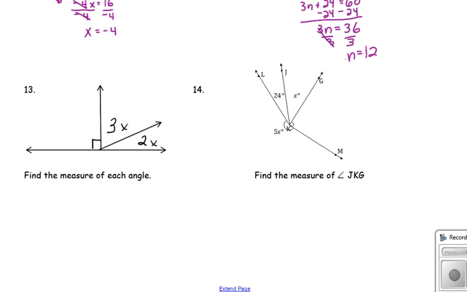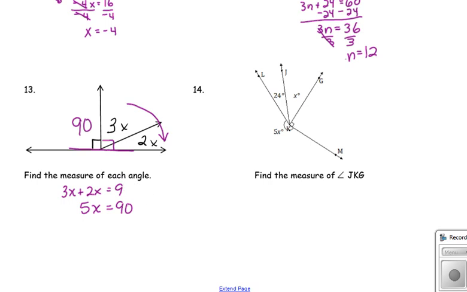I see that this is a 90-degree angle, and these are angles on a line, so these two angles also will be 90 degrees total. These are complementary angles and will have a sum of 90. So 3x plus 2x equals 90. Simplify, 5x equals 90.